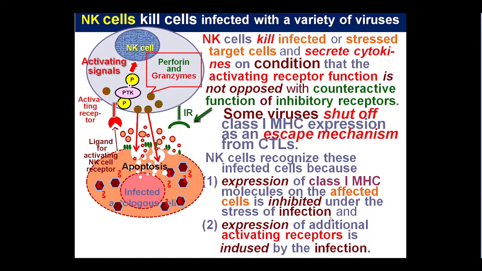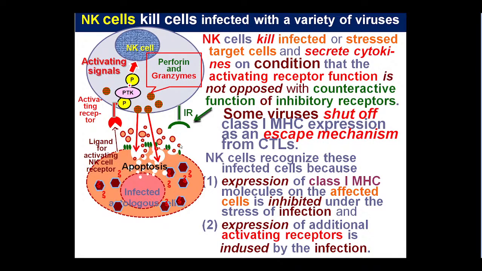Some viruses shut off MHC1 expression, and in this way escape the cytotoxic T lymphocytes. We know that a natural killer cell may attack a target cell if the number of activating signals is higher than the number of inhibitory signals. Inhibitory signals, this is a signal of recognition of MHC1 protein on the surface of the cell. Some viruses, for example, human immunodeficiency virus, infecting a cell, inhibit synthesis of MHC1 proteins by this cell.